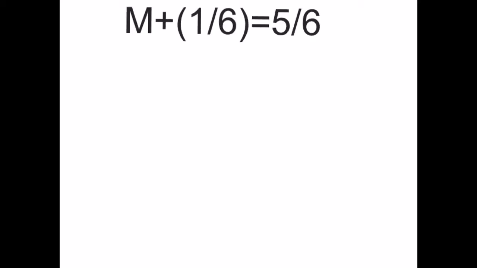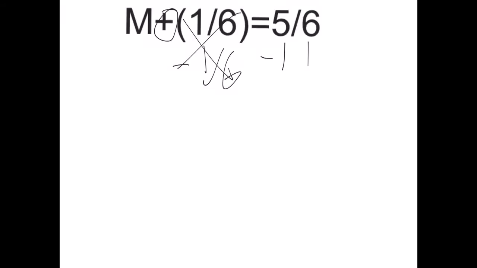Just like adding decimals with a variable, fractions is the same thing. You have to cancel 1/6 out with its opposite, of adding, which is subtracting. So 1/6 minus 1/6 cancels each other out. Now all we must do is 5/6 minus 1/6.